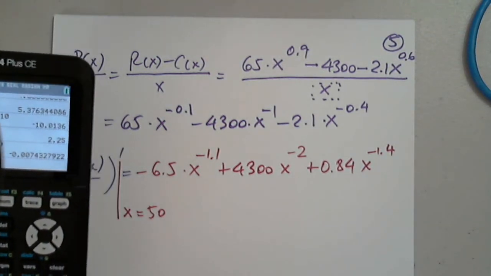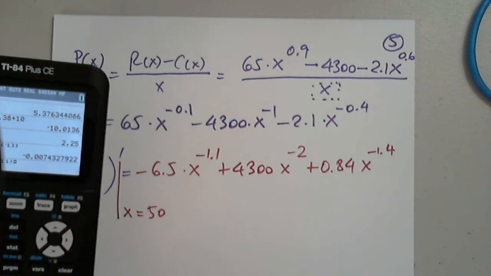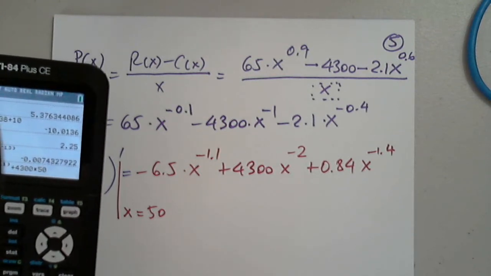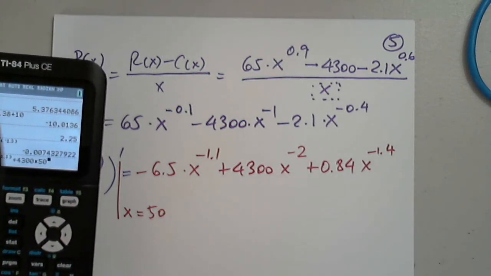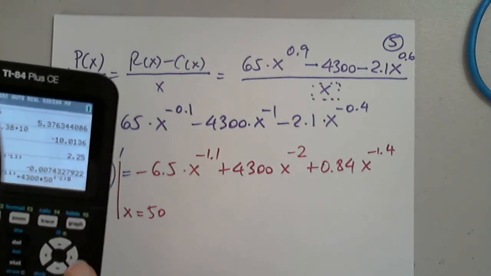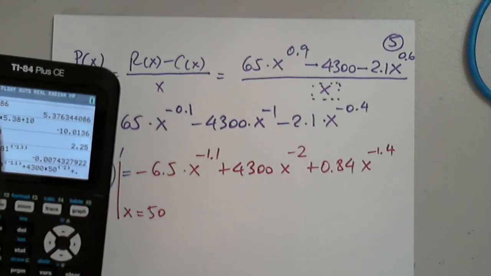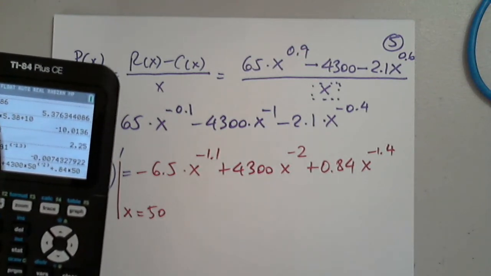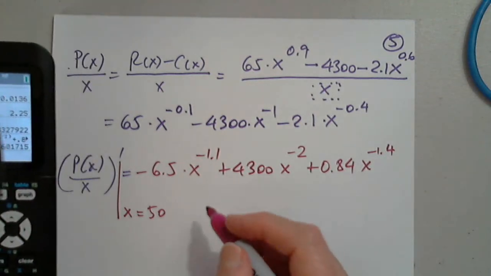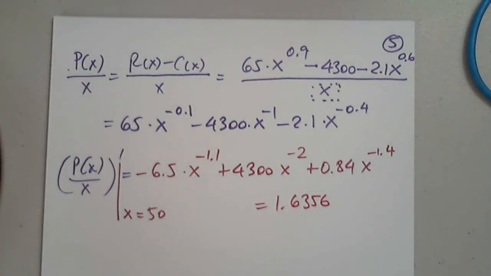So negative 6.5 multiplied by 50, in parentheses the power negative 1.1. And then plus 4,300 times 50 raised to power negative 2. I like parentheses. Okay. Oops, I didn't mean that. I meant this. And then plus 0.84 times 50. And this time 50 has negative 1.4 power. And enter. So this is 1.6356. Any questions so far?